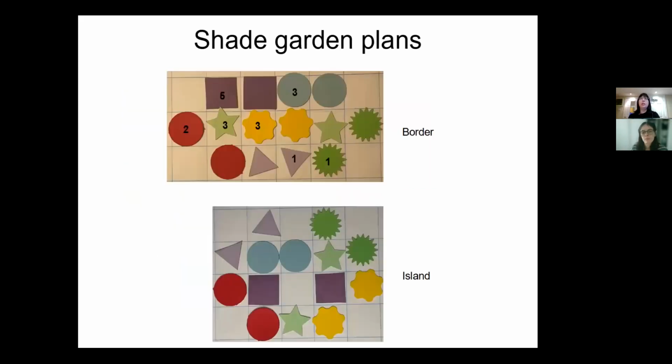And so these are the border and island plans that I came up with, again, with the numbers representing the heights of each of these plants. And they will spread just like the plants for the sun. So you will eventually have more to work with.